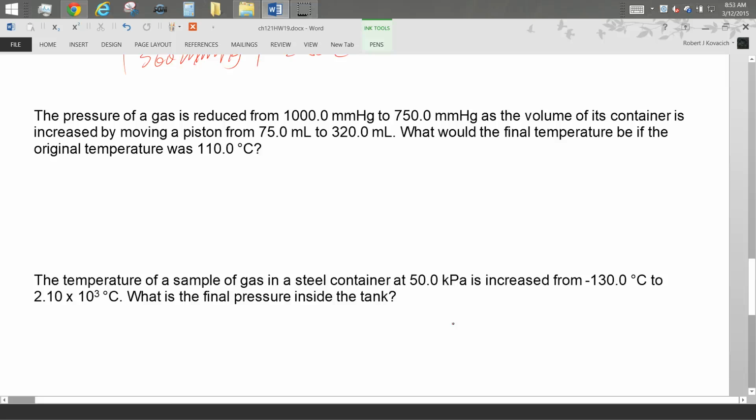Gas pressure is reduced, volume of the container is increased. What's the final temperature going to be? Okay. So I got a temperature, it's gases, so I'm going to add 273 here and get 383K.